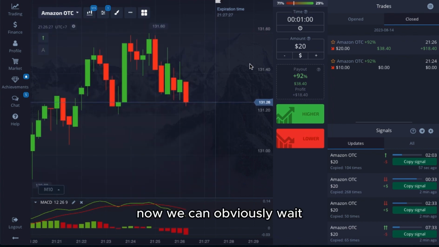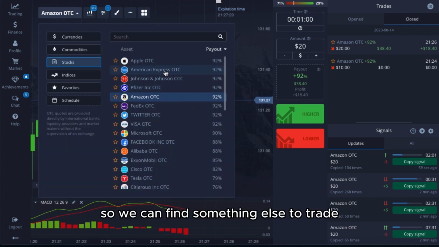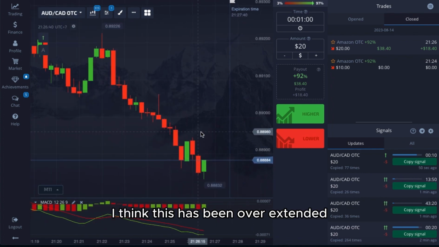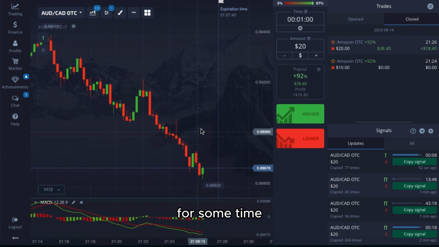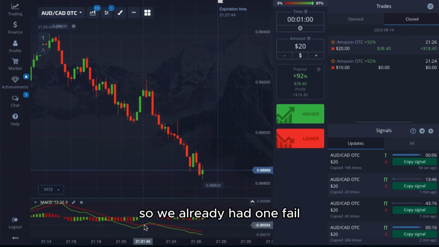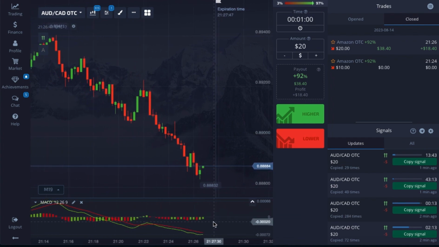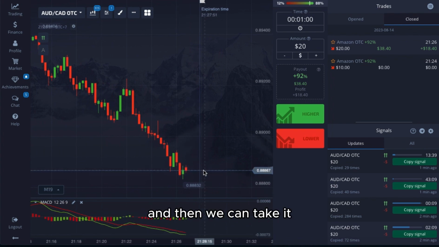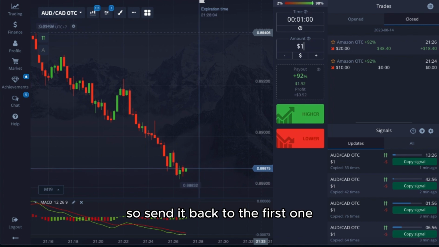Now we can obviously wait, or we can find something else to trade. So go to currencies. I think this has been overextended for some time. So we already had one fail. Second one here should be quite good. Look out for a nice engulfing signal, and then we can take it. So set it back to the first one.